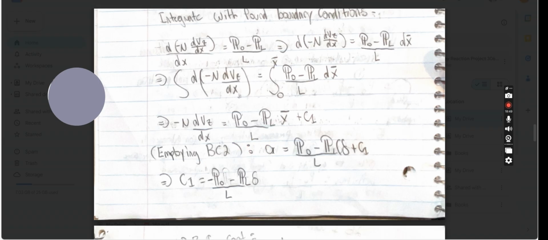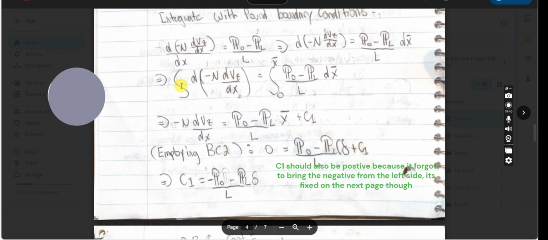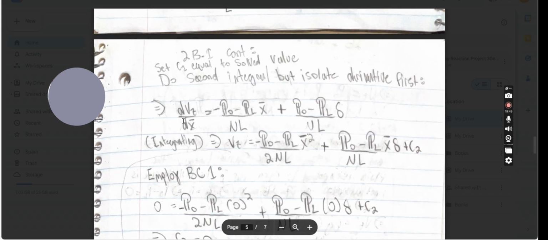So dvz dx would equal 0. At x equals sigma, dvz dx equals 0. So this is the dvz dx, and the x is normally here, the x equals sigma, and then you solve for C1. So C1 equals negative modified pressure 0 minus modified pressure L, times sigma, divided by UL, because I forgot to divide by the viscosity here. But okay, look, I reinserted it the correct way. I don't know why I didn't do it right at first.